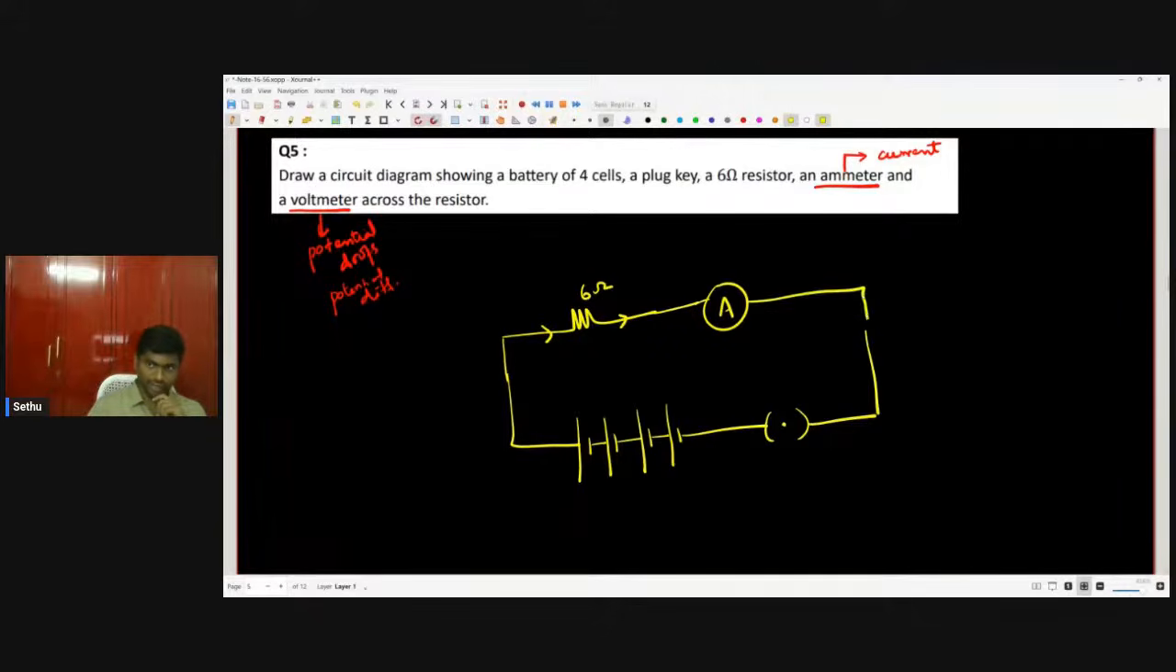Right? And how do you connect the voltmeter? Connect the voltmeter across the resistor, because it must measure the potential drop across the terminals of the resistor. So this is the voltmeter. Right? So the ammeter is connected here, the voltmeter is connected here. I hope the idea is fine.